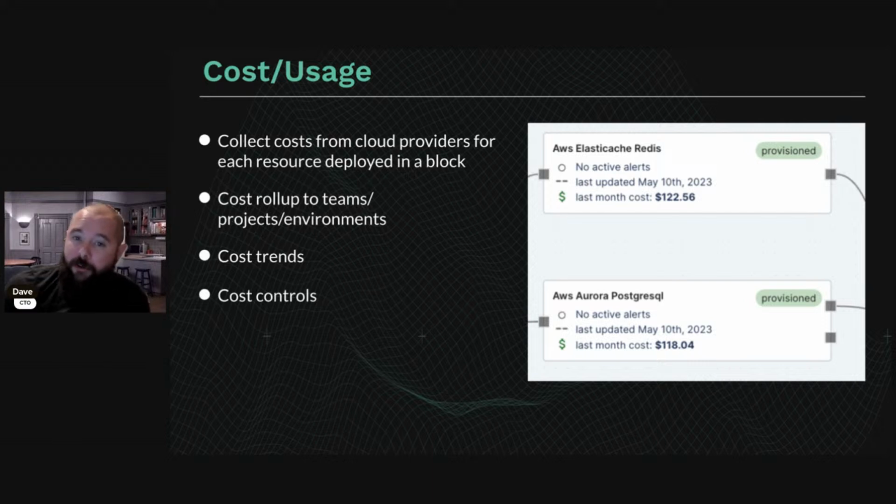Cost and usage is another interesting one. Cost is a thing that a lot of people are talking about. It was a huge topic at re:Invent this year. And once you have this infrastructure bill of materials, it's really easy to break down your invoices and say, this is kind of what this particular cache or this particular database costs us, right?